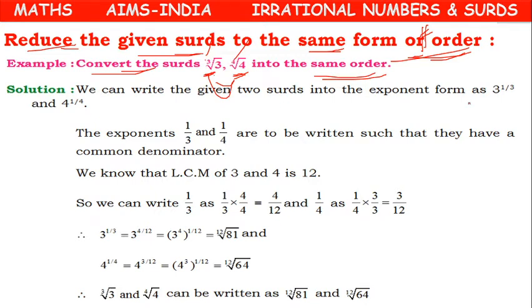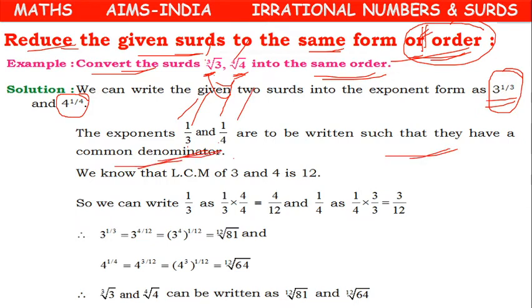So cube root of 3, in exponential form, how can we write? 3 to the power of 1 by 3. 4th root of 4 means 4 to the power of 1 by 4. Now the exponents are 1 by 3 and 1 by 4. For writing them in the same order, we have to write the exponents with a common denominator. What is the LCM of 3 and 4? LCM of 3 and 4 is 12.